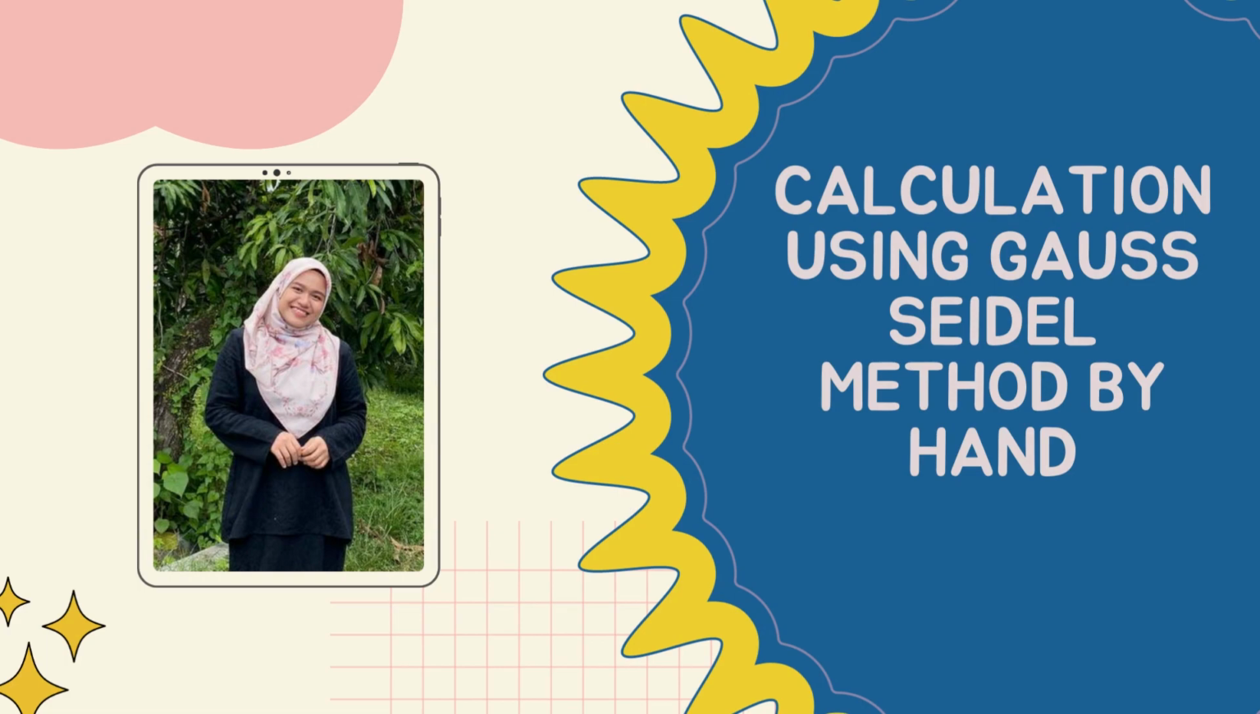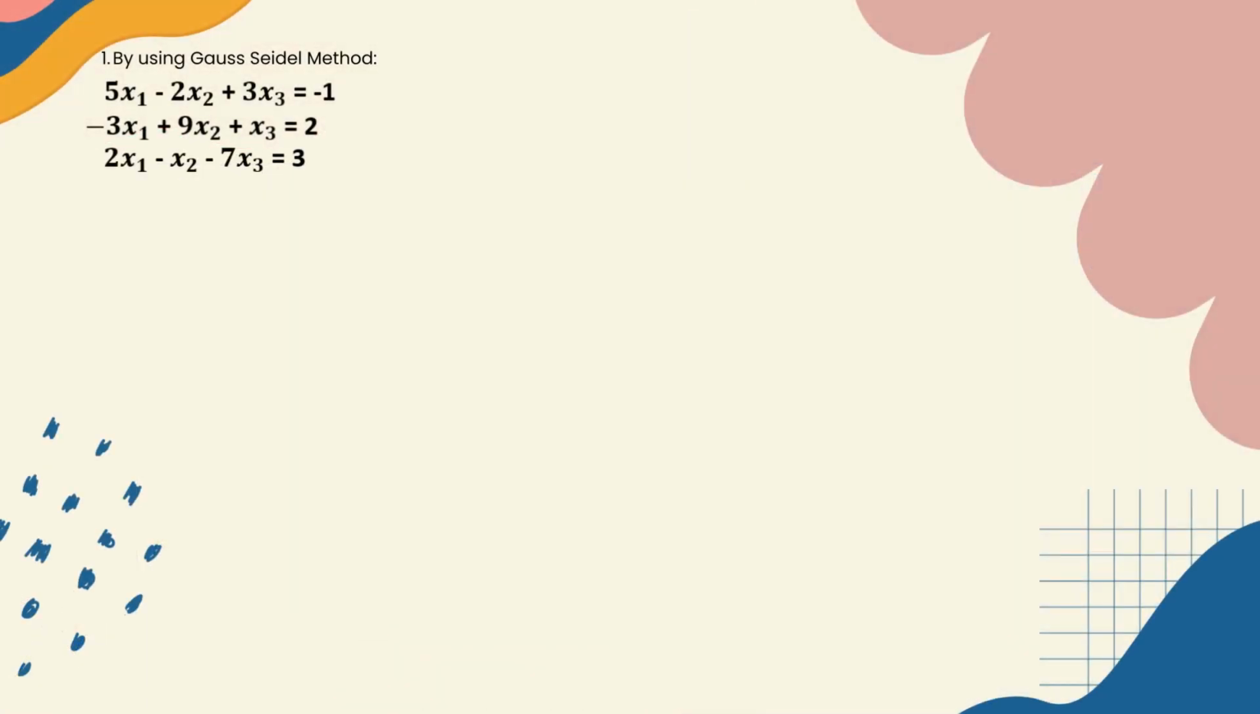Next, I am going to explain the steps taken to solve linear equations using the Gauss-Seidel method by hand. Here we have the linear equations: 5x1 minus 2x2 plus 3x3 equals negative 1, negative 3x1 plus 9x2 plus x3 equals 2, and the last one is 2x1 minus x2 minus 7x3 equals 3. First, I have the initial approximation of x1, x2, and x3 equal to 0.